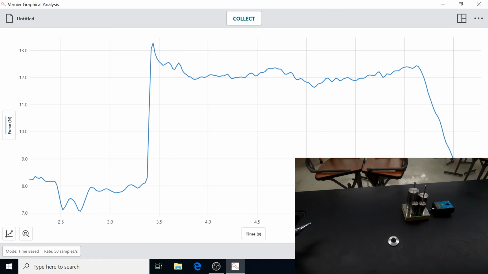Okay, and then after that, we want to take those data points and begin plotting our graph.